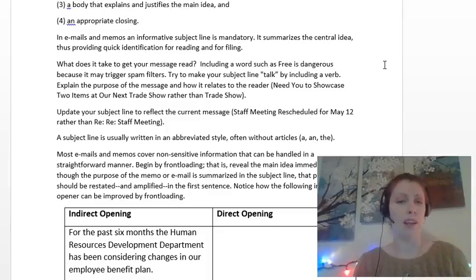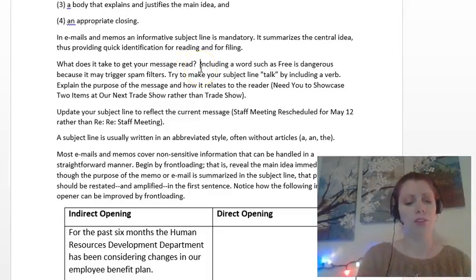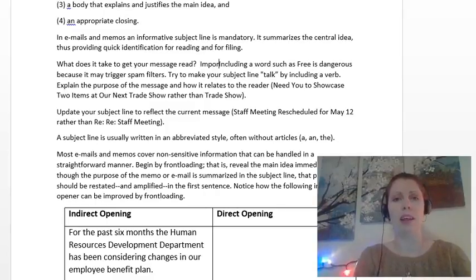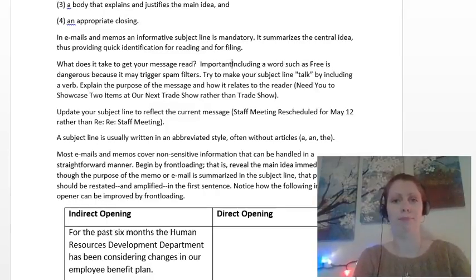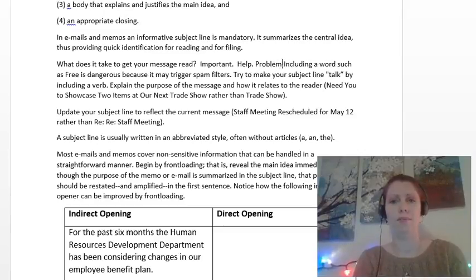Well, a sure way to get your message deleted, or ignored for that matter, would be to only have 1-word headings in the subject. So you might say something like important, or help, or problem. These don't tell me much. You've got to tell me why it's important, what it's about, what you need help with, what the problem is.